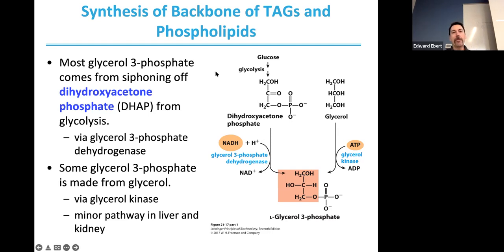All right. So where do we synthesize these? We've made our fatty acids, but remember, we can't really transport fatty acids too well. So we're going to assemble them into either phospholipids or triacylglycerides. In order to do that, we need our glycerol. If we go through gluconeogenesis, we make that dihydroxyacetone phosphate. And then rather than continuing to glucose, we're just going to shunt that into a new pathway to make our glycerol 3-phosphate.